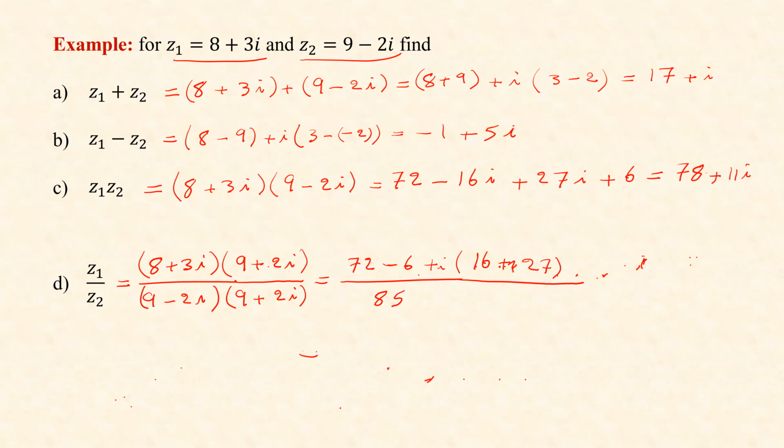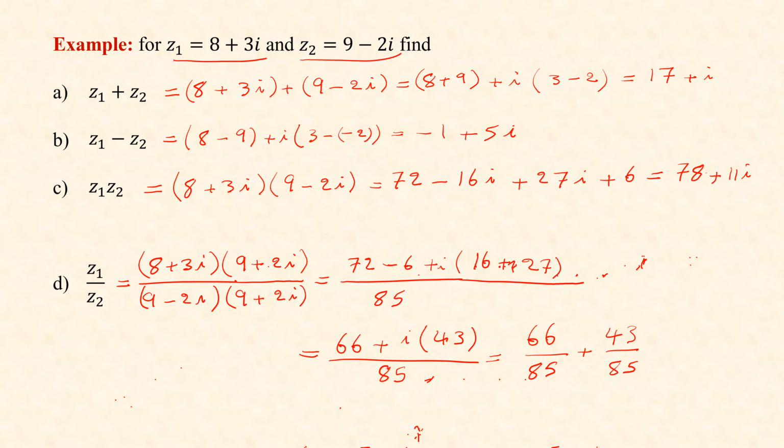So that becomes 66, right? Plus 5 times 16.27 will be what? 30, 23, 43. Divide by 85. So it becomes 66 over 85 plus 43 over 85. All right, this is the division.